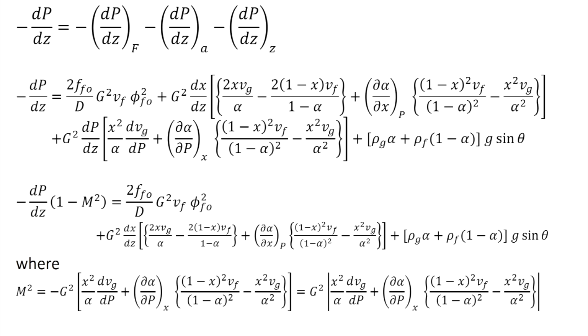Now, the total pressure gradient is the sum of the three pressure gradients due to friction, acceleration and gravity. So, we add all of them. So, we get this expression on the right hand side. Now, notice that here there is dp/dz, which is unknown. So, this term containing the unknown pressure gradient has to be taken to the left hand side and combined with this dp/dz.